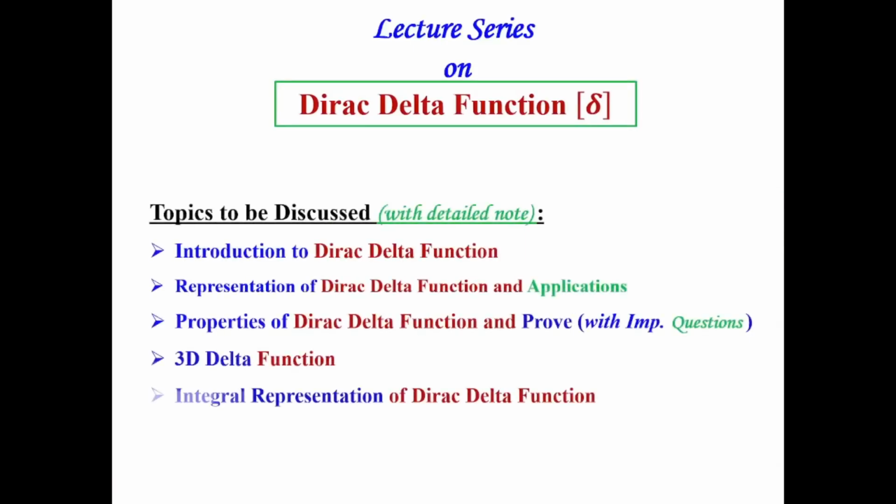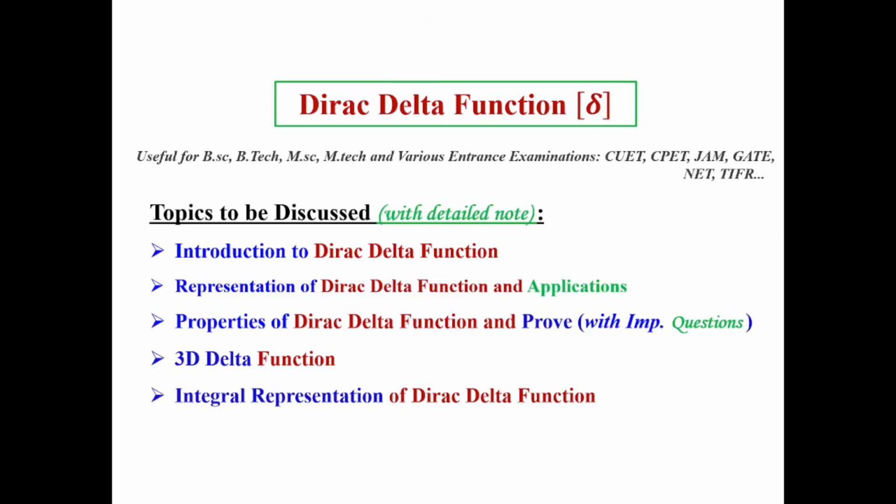In this lecture series, we are discussing these topics, which are most essential for B.Sc, B.Tech, M.Sc, M.Tech, and various entrance examinations. In our last four classes, we discussed the introduction of the Dirac delta function, representation of the Dirac delta function, and properties of the Dirac delta function, up to the seventh property and the corresponding numerical. In this class, we are going to discuss the eighth property and the corresponding numerical. Okay, so let us start.